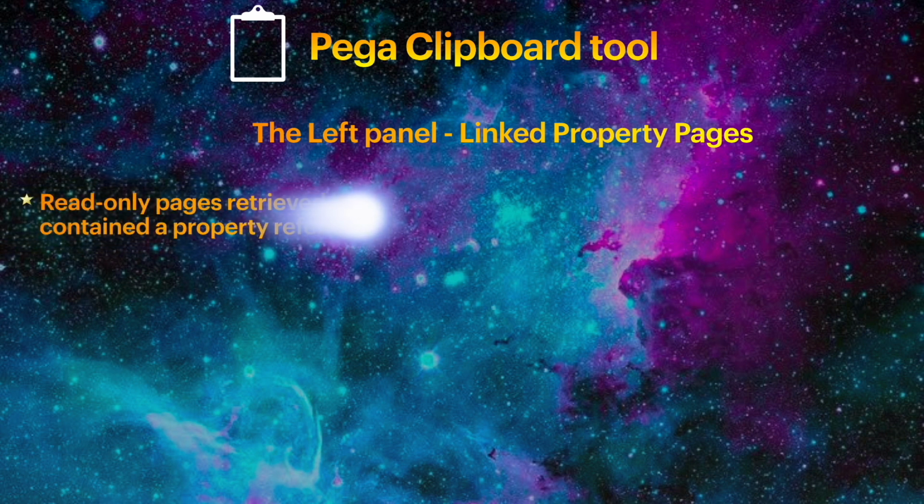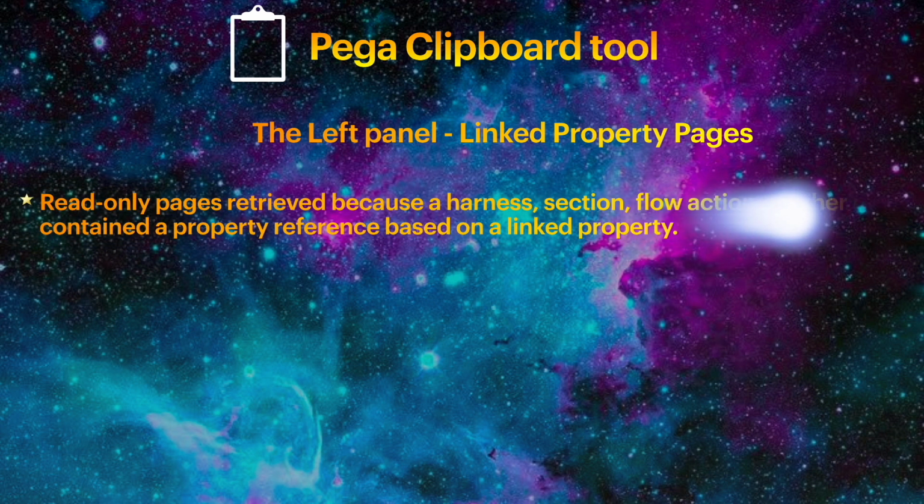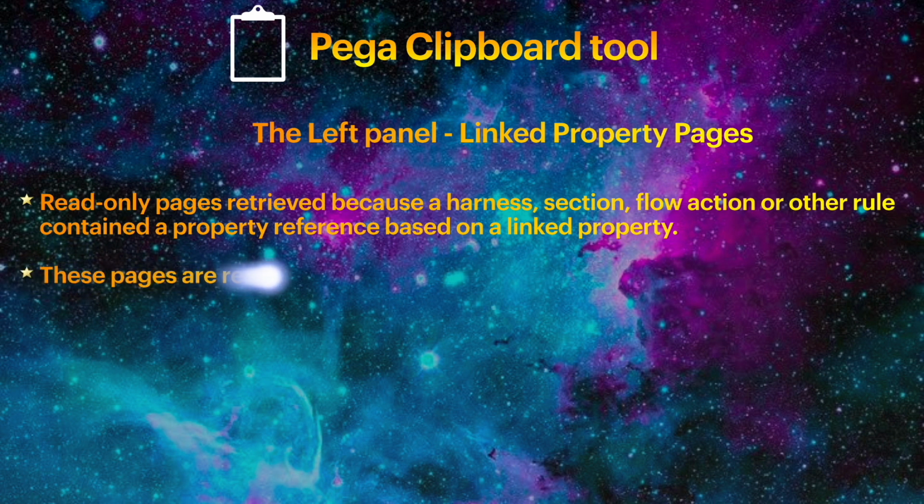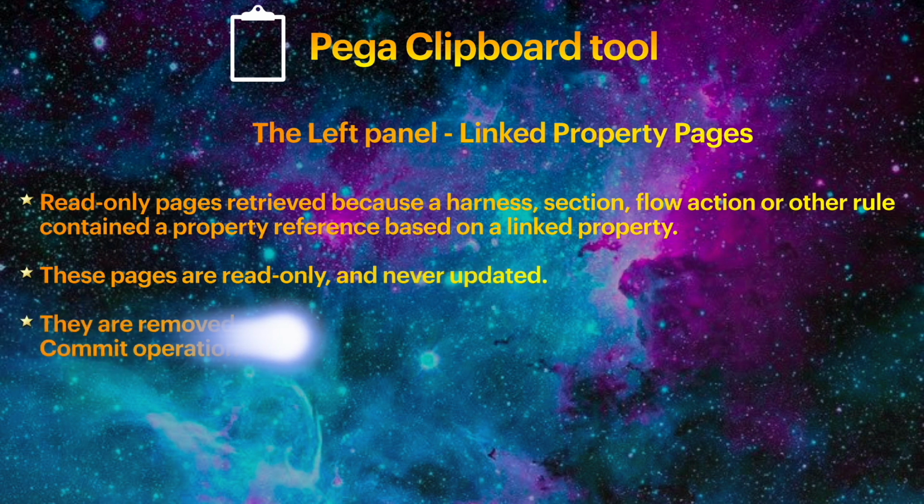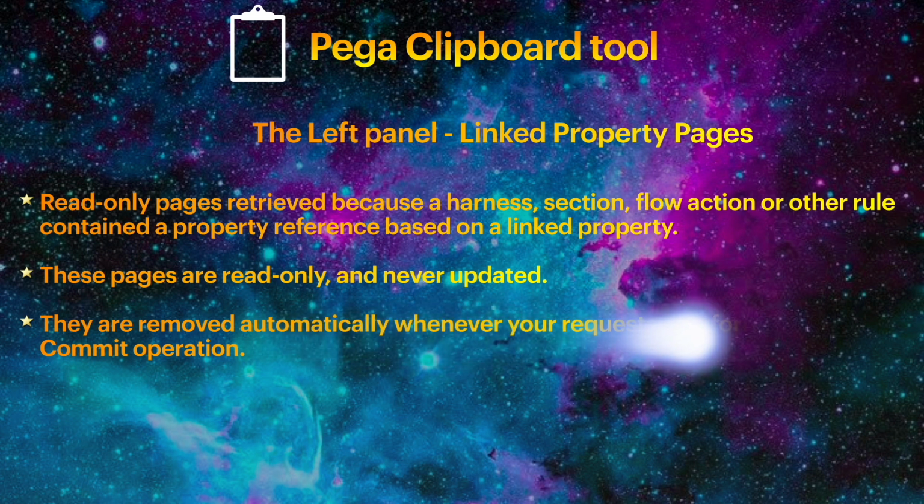The left panel, linked property pages. Read-only pages retrieved because a harness, section, flow action or other rule contained a property reference based on a linked property. These pages are read-only, and never updated. They are removed automatically whenever your requester performs any commit operation.